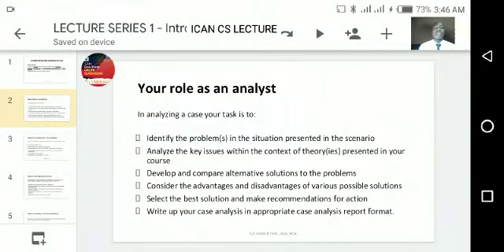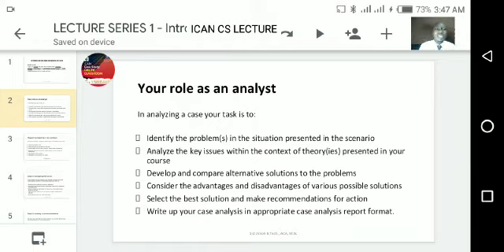Now, as the analyst or the professional in a given case scenario, what is your role? What are you expected to do? You should remember that for you to be successful in the ICAN case study, you need to understand what the examiner wants you to do, or what you're expected to do, for you to identify or solve the case.